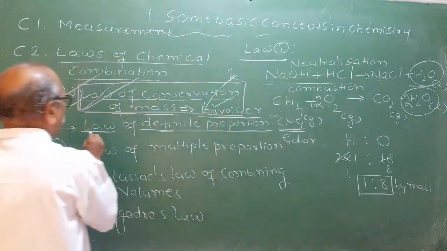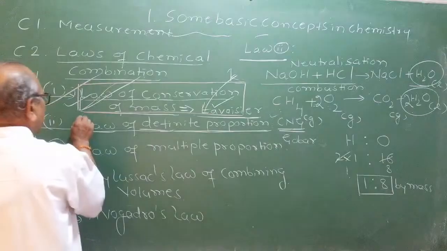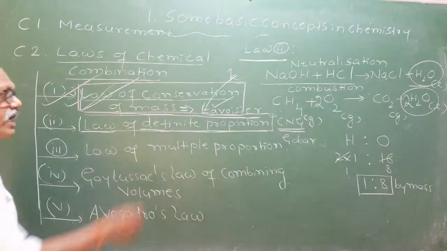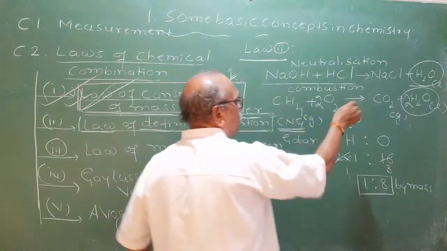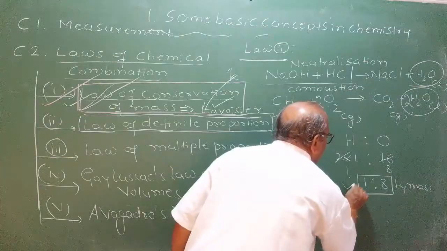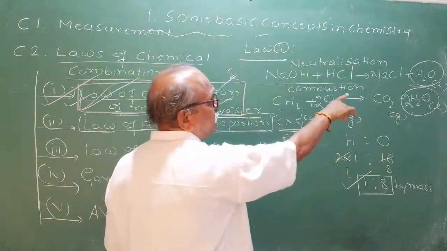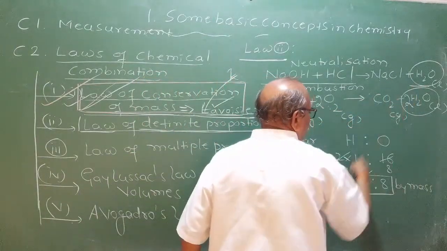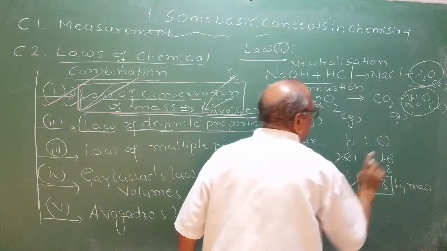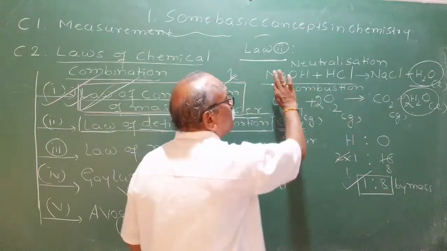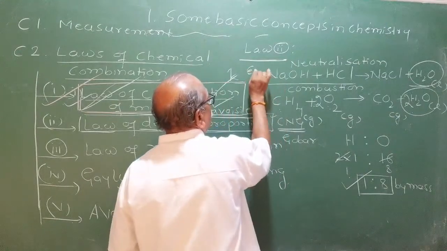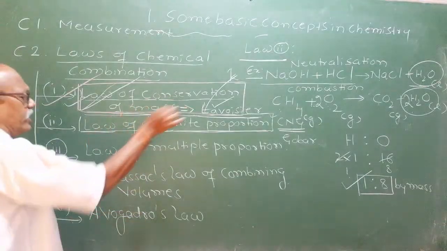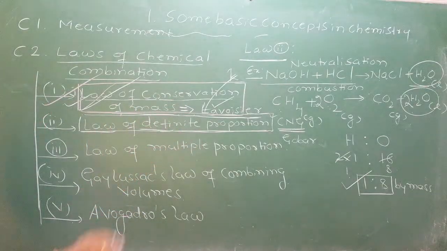Therefore, this law of definite proportion states that any compound, any pure substance, contains atoms of different elements combined in a definite proportion by mass, irrespective of the method of preparation. These examples you can note down. First you note down the example, then you understand the law, then you can write the statement of the law. Without understanding, don't write it.